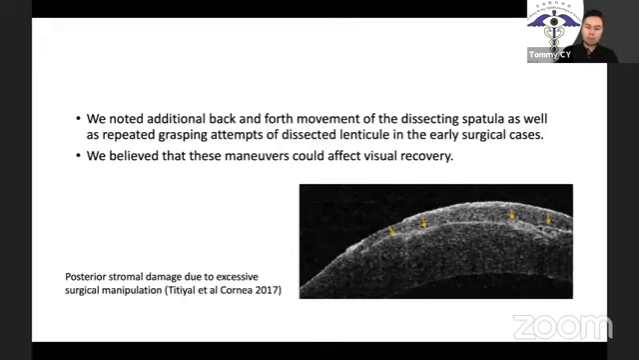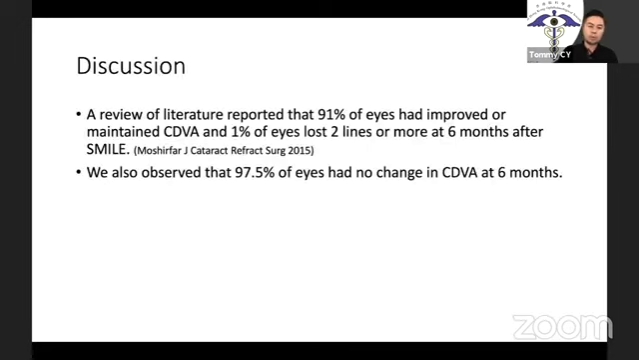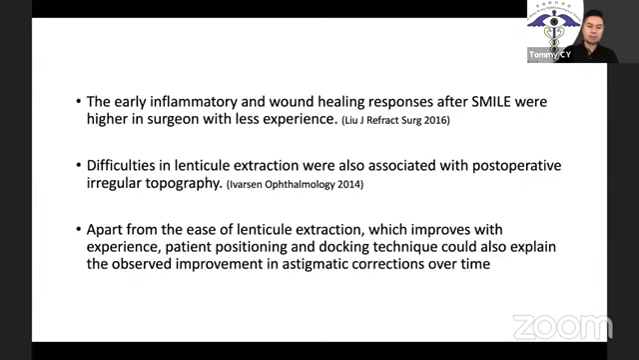If we are not familiar with the surgery, there is more manipulation, and this manipulation could lead to slower visual recovery. The review of literature also shows similar outcomes compared to our study. If the surgeon is inexperienced with the surgery, difficulty in lenticular extraction has also been shown to be associated with irregular corneal topography.